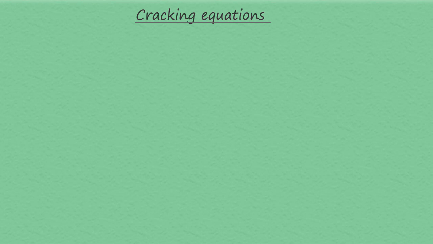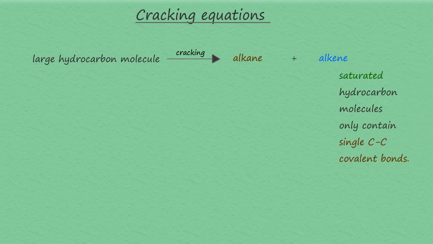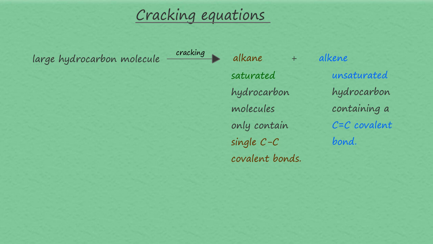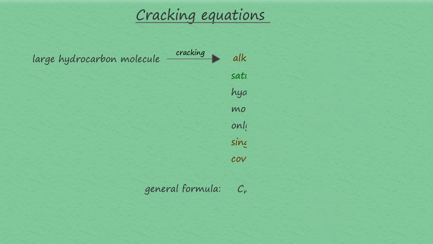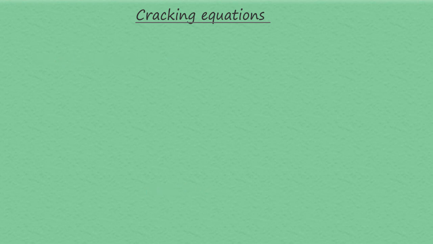You may have noticed in the previous example that when decane was cracked, it produced a saturated alkane molecule and an unsaturated alkene molecule. Now, when large hydrocarbon molecules are cracked, the products always contain a mixture of saturated alkanes and unsaturated alkene molecules. When writing either word or symbolic equations for cracking reactions, it is easy to work out the products formed by simply counting atoms. For example, if octane is cracked to form hexane and one other product, then how would you go about working out an equation for this reaction?